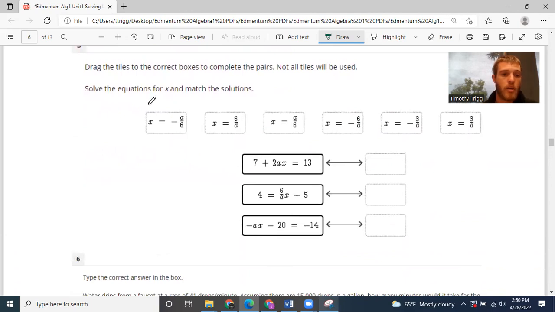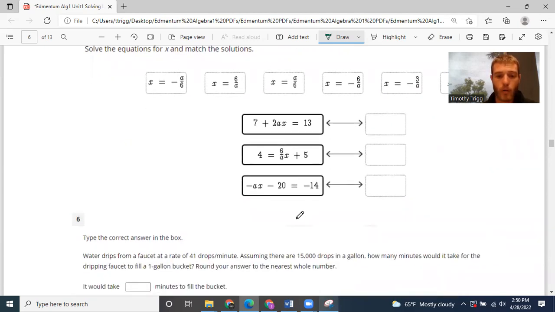Okay. Solve the equations for x and match the solutions.